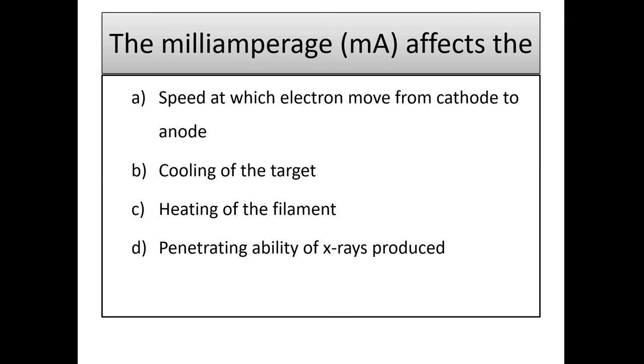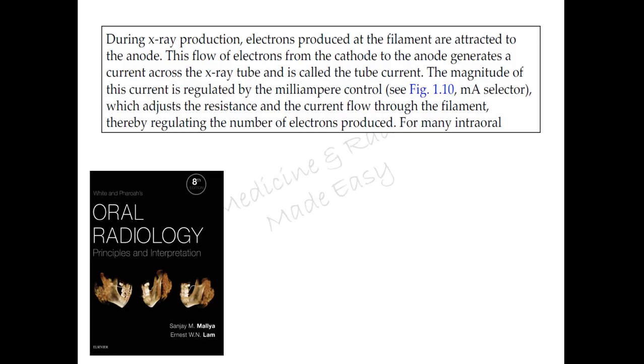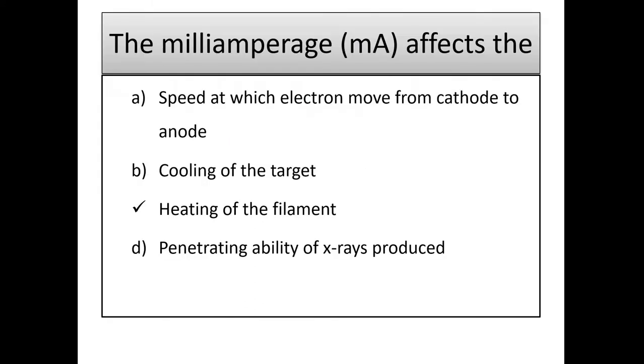Coming to question number 1: the milliamperage or mA affects the speed at which the electron moves from cathode to anode, cooling of the target, heating of the filament, and penetrating ability of the X-rays produced. We have already learned that kilovoltage affects the speed at which electrons move from cathode to anode, and it also affects the penetrating ability of X-rays, and cooling of the target and anode is controlled by the radiator. Thus the heating of the filament is regulated by milliamperage control, which adjusts the resistance and current flow through the filament. Hence the answer is: milliamperage affects the heating of the filament.